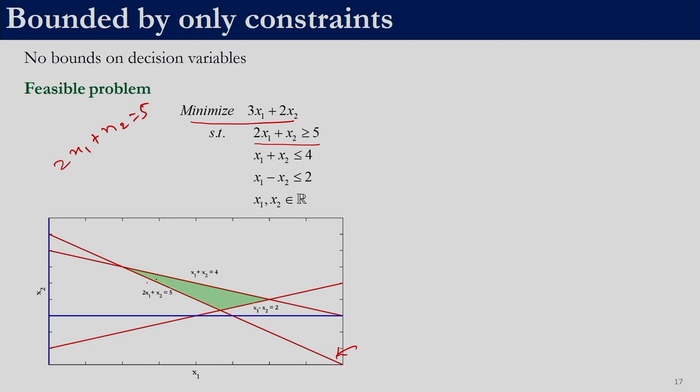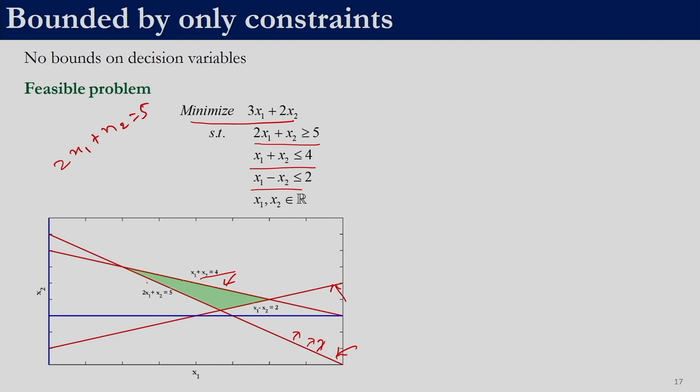So this line indicates 2x1 plus x2 equal to 5, and similar to the calculation that we discussed in the previous slide, this would be the area of feasibility. Similarly, we can also plot these two lines, x1 plus x2 equal to 4, and we take two values of x1, determine the value of x2 and plot it, right? So this line is going to be x1 plus x2 equal to 4, and this line is going to be x1 minus x2 equal to 2.